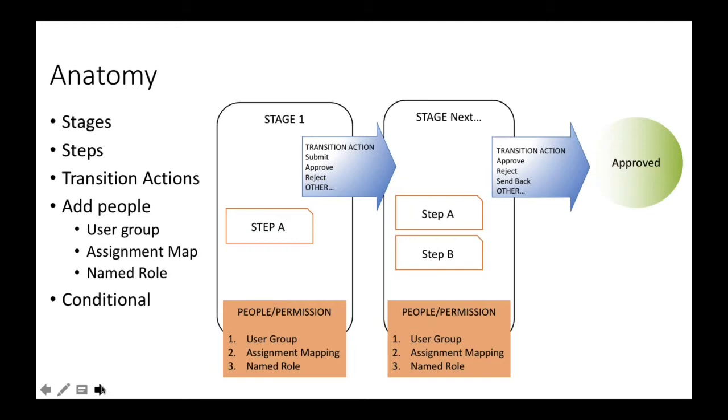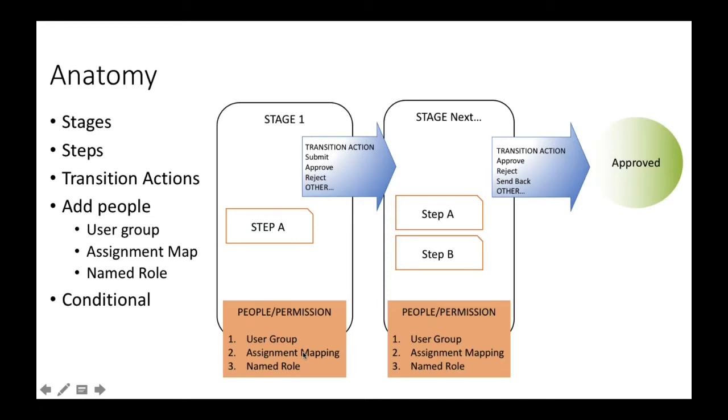Steps are activities that can occur within a stage, and you can have multiple steps within a stage, and these steps would occur simultaneously within that stage. So in this example on the right, there are 2 steps in that stage. B could occur first, A could occur first. They happen simultaneously. The way that you move across stages is through transition actions. That is how a definition would move across the stages. The people would be the ones who would be selecting the transition actions.